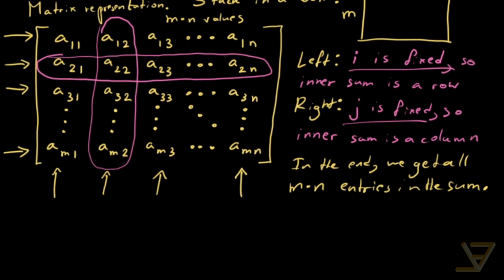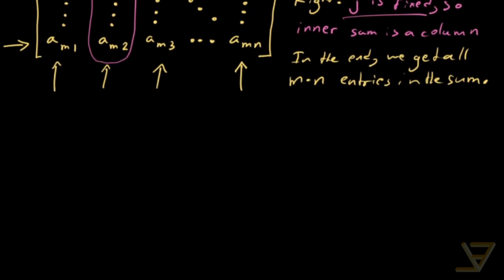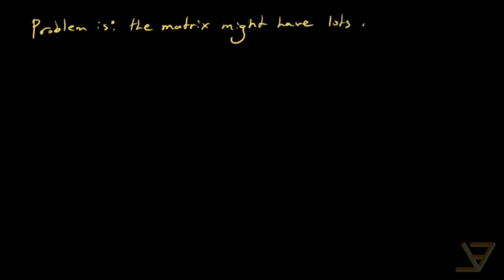Unfortunately, it's not always as easy as what we just did a moment ago. So let me show you some harder examples. The problem is the matrix might have lots of 0 entries, and this usually means a triangular matrix.